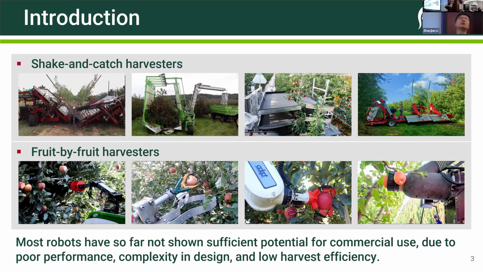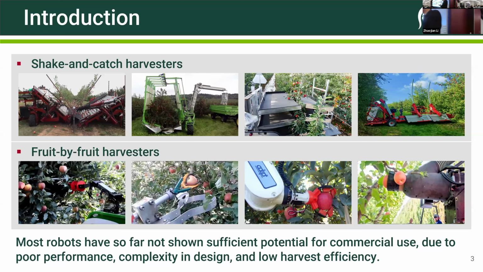So if the fruits go to processing, then the value decreases significantly. That's why the shake and catch harvester is not widely adopted, right? Very rare usage for those kinds of harvesters. And then the second class of harvester, we call the fruit by fruit harvester.